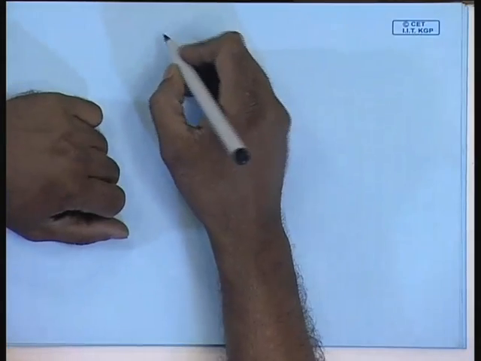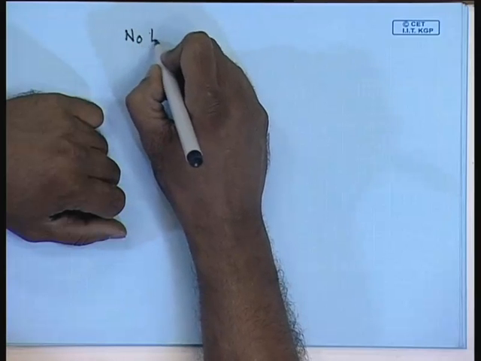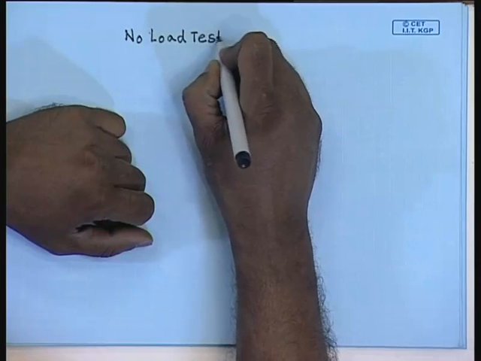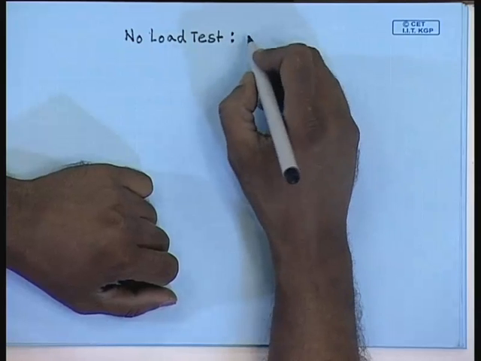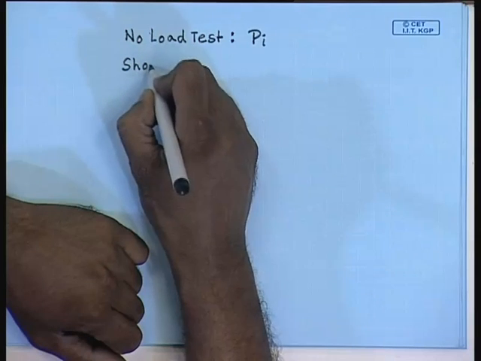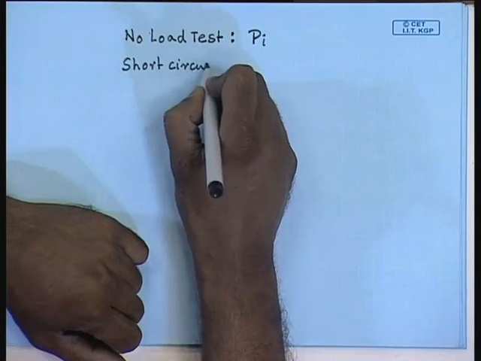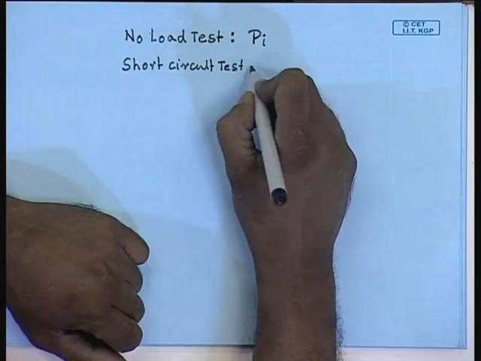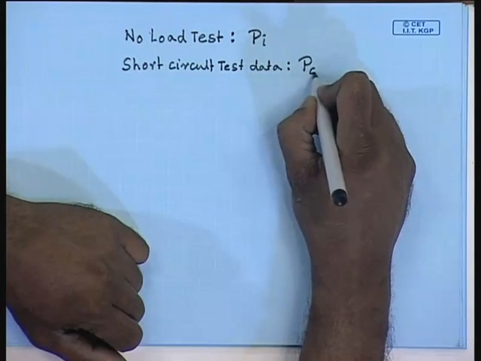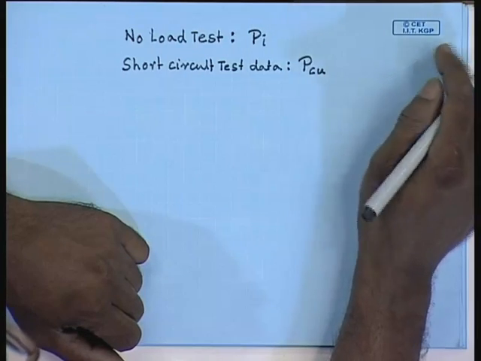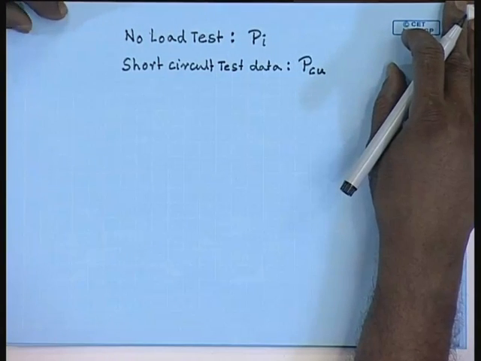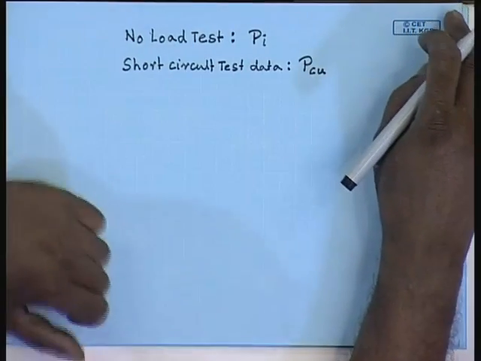So, let us say from the no load test data, we get the wattmeter reading to be Pi. Short circuit test data, we get the reading to be PCU. Then from these data we can find out the load at which the transformer efficiency will be maximum.